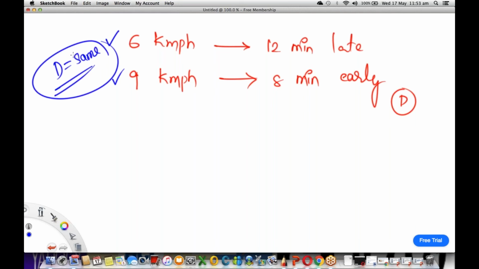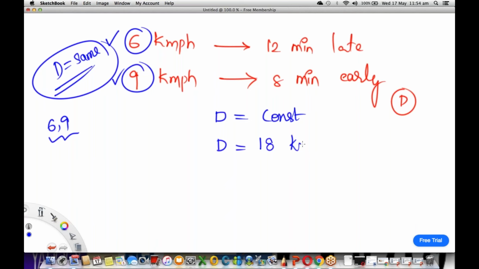Distance is same. So because distance is constant, I am just going for a plugin. And before plugging a number, please look at the numbers which are available. The numbers which are available are 6 and 9. Take any multiple of 6 and 9. So I'm just taking the number 18. Does 18 go with 6? Yes. It goes with 9 also.